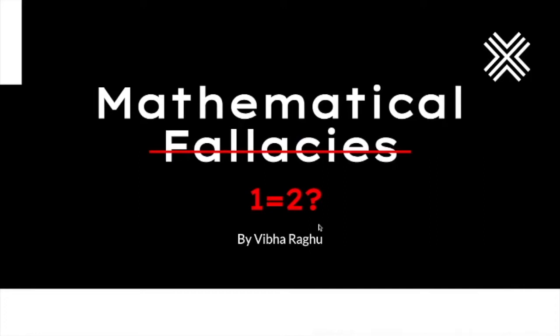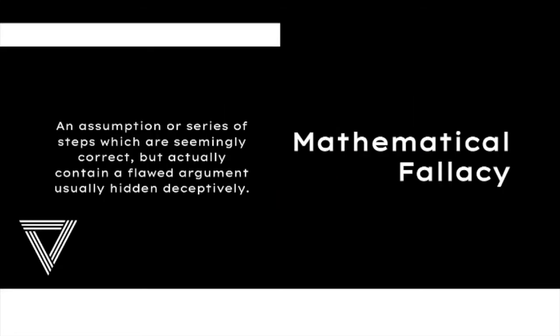We often find seemingly impossible proofs that show that 1 equals 2 or 5 equals 4. But what are these mathematical fallacies and what is the importance of them? A mathematical fallacy is an assumption or a series of steps which are seemingly correct but actually contain a flawed argument, usually hidden deceptively. Mathematical fallacies are used to bring attention to these flawed arguments and highlight the dangers of ignoring certain rules.